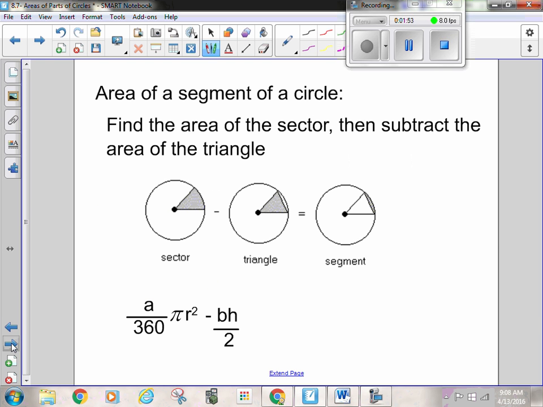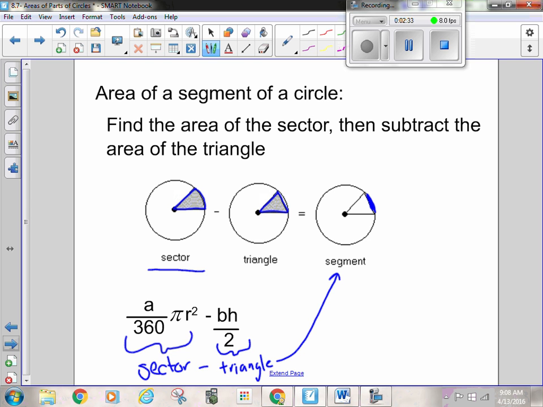This one is area of a segment of a circle. So let's just talk about what a segment is. So we saw on the previous page about a sector. That's the entire pie-shaped piece or pizza slice piece. A segment is if we take out the triangle portion, and then the segment is this little slice that we're left with. And so to find the area, first we find the area of our sector, which is this portion. And then we subtract the area of that triangle. And what is left is the segment portion.